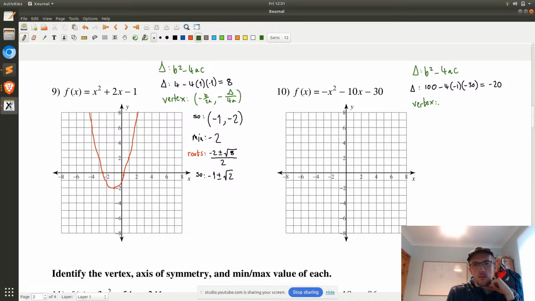The vertex is negative b over 2a, comma, negative delta over 4a. That's the vertex. And in this case, negative b over 2a would be 10 over negative 2, so negative 5. And then the negative of negative 20 over negative 4. Negative 20 over negative 4 is 5, and the negative of that is negative 5. So negative 5 comma negative 5.